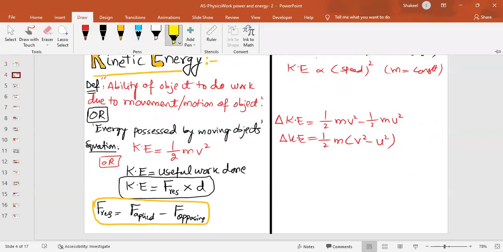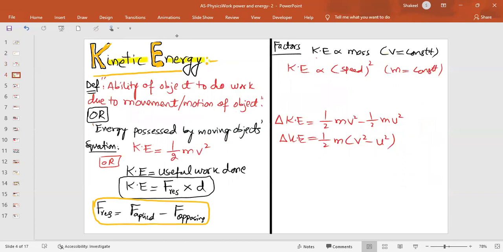The first one to be looked at is kinetic energy. Well, kinetic means movement or motion. It's a Latin word. So its definition is ability of an object to do work due to its movement or due to motion of the object. We can also define it as energy possessed by moving objects, the simple definition. Its equation is quite simple. Kinetic energy is half mv square, where m is the mass of the object and v is the speed of the object.